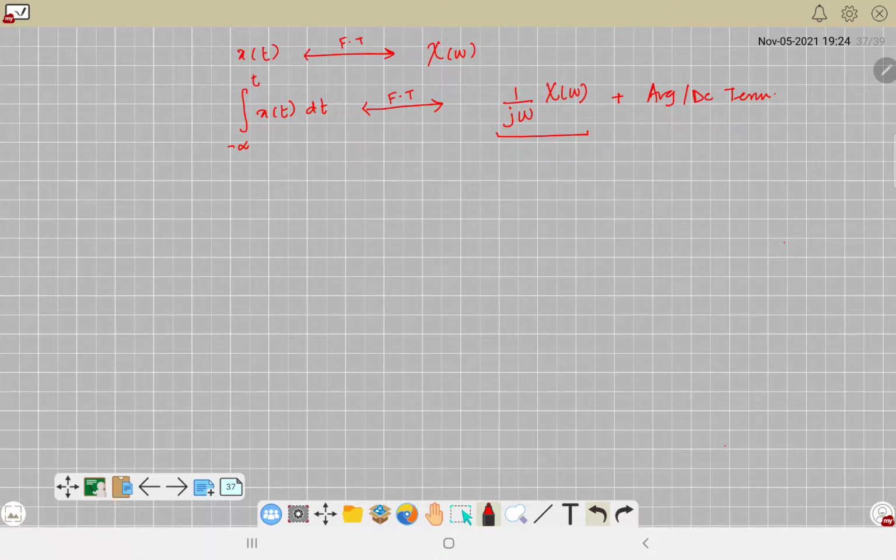Then there's a property of conjugation. Conjugation and the conjugate symmetry.